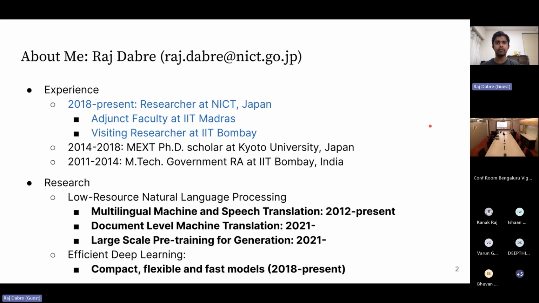So a little bit about myself. I'm a researcher in NICT Japan, and I'm an adjunct faculty at IIT Madras. Actually, Varun was one of my mentees at IIT Madras when he was in AIFA Bharat. I'm also a visiting researcher at IIT Bombay. Back before NICT, I was doing my PhD in Kyoto University, and then before that, I was an MTech student in IIT Bombay under the guidance of Pushpak Bhattacharya.